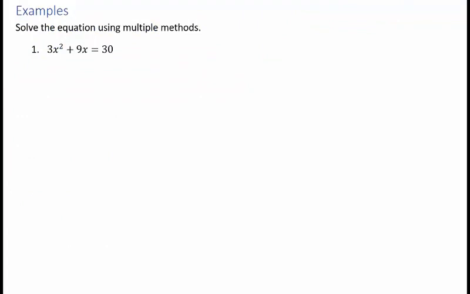Let's take a look at an example. The first equation is 3x squared plus 9x is equal to 30. Because I have 3 terms all together, we will try to factor. But before we do that, we have to get it in the correct form, and that is to move all terms to one side. So make sure that we have it in the form ax squared plus bx plus c is equal to 0.